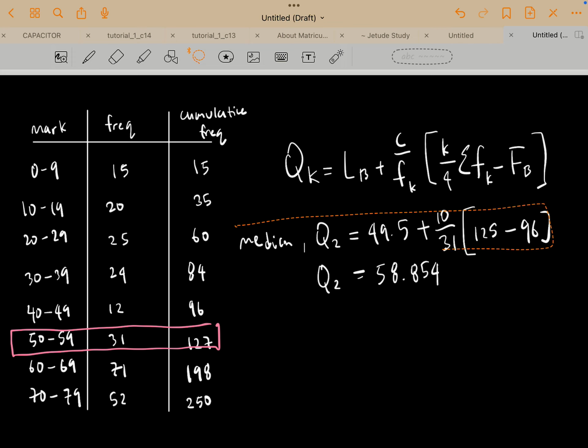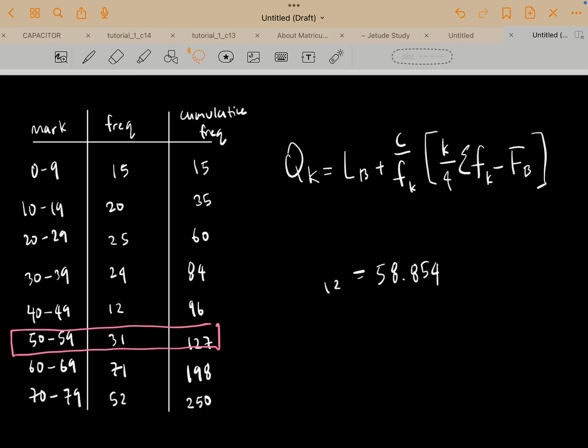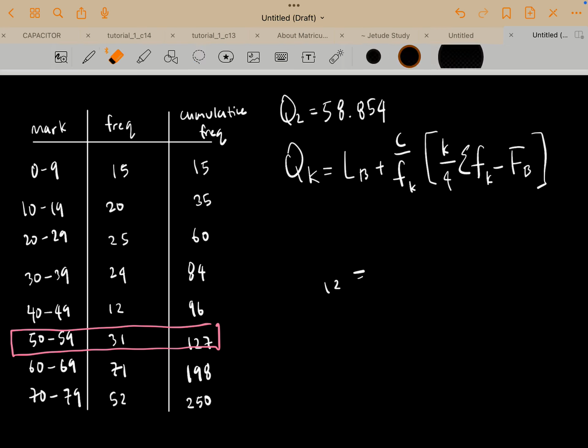Let's clear this and put this on top. Alright. Let's find Q1, which is the first quartile. How would you find Q1? Well, Q1 is the first quartile, right? So that's 1/4 of the total number.